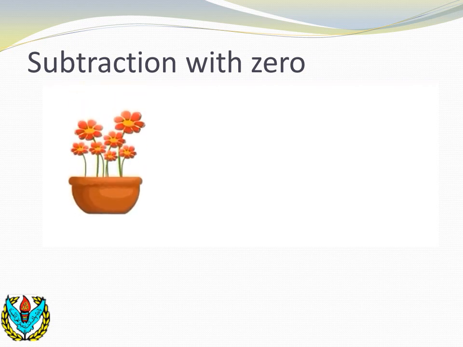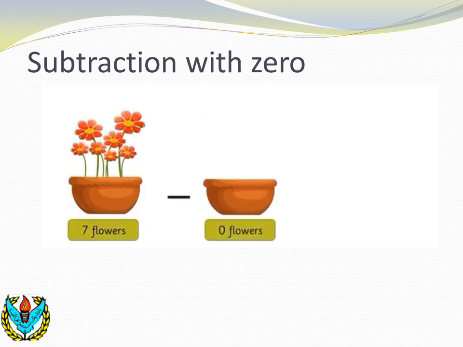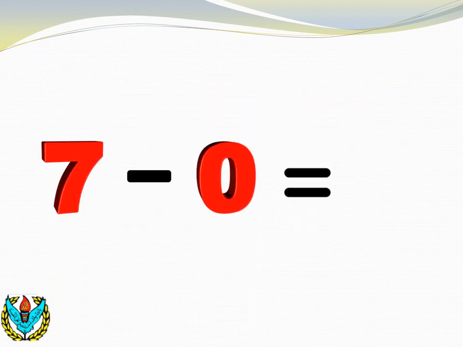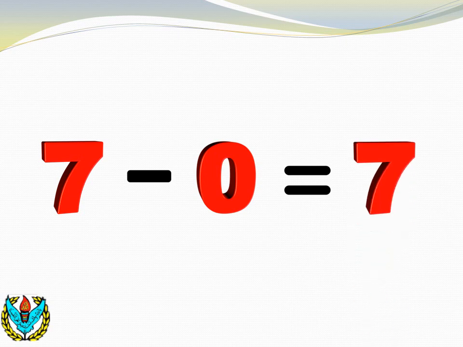As we know, when 0 is taken away from any number, the difference is the number itself. For example, from a bunch of 7 flowers, if we take away 0 flowers, there will still be 7 flowers in the bunch. So 7 minus 0 is equal to 7.